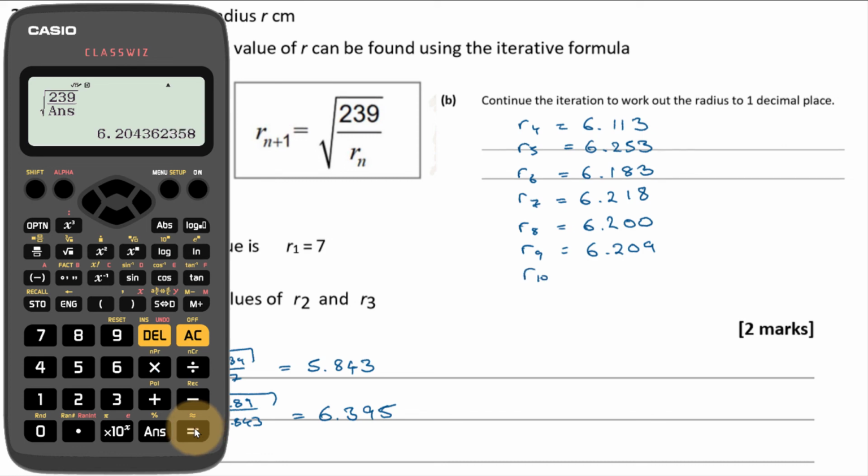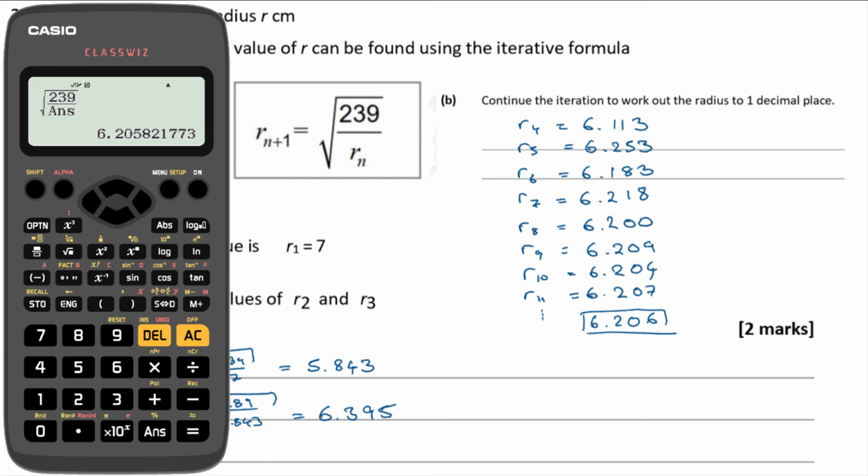And R10 is equal to 6.204. It seems to have settled now, doesn't it? The last digit is still kind of resolving itself. And then I've got R11 is 6.207. And if I keep pressing it now, can you see it just kind of resolves to 6.2058. Just going to round off to 6.206. That's where it kind of settles to.